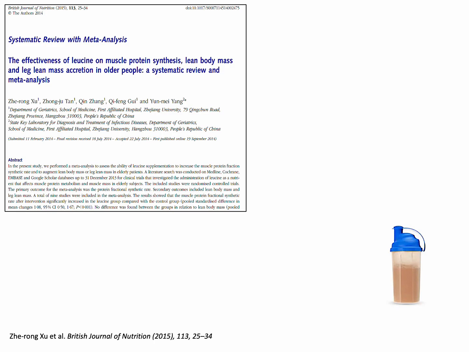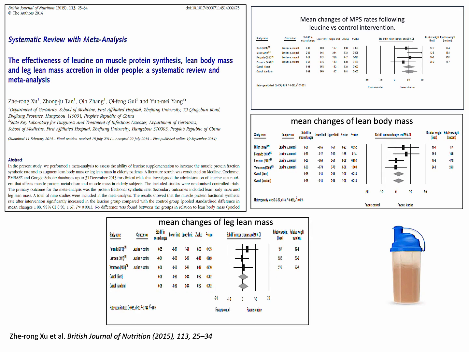Now, here's a meta-analysis on the effectiveness of leucine on muscle protein synthesis. This is a secondary outcome of the study looking at lean body mass and leg mass accretion in the elderly. The result shows that the muscle protein fractional synthetic rate was significantly increased after intervention in the leucine group compared with the control group. However, no difference was found between the groups in relation to lean body mass or leg lean mass, perhaps because of the shorter period of observation in this study.